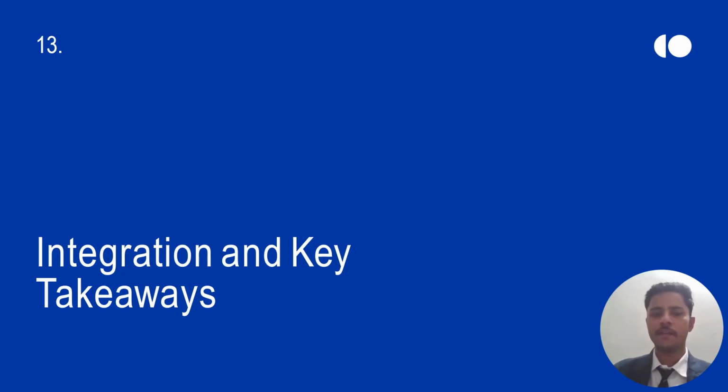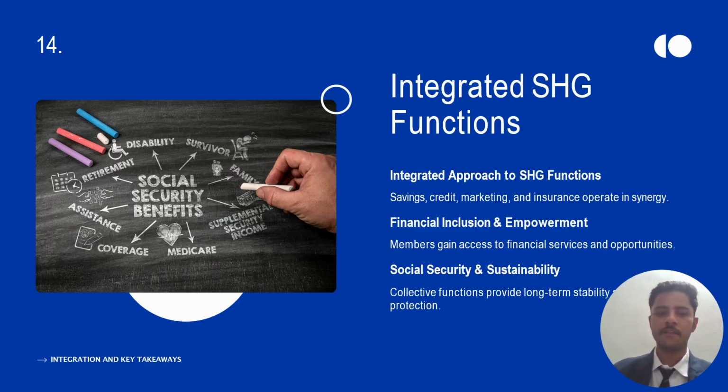Now let's take a look at the integration and takeaways of self-help groups. All self-help group functions operate in an integrated manner. Saving supports credit, credit enables income generation, marketing ensures profitability of the group, and insurance provides security. Together they form financial inclusion, empowerment, and long-term sustainability.